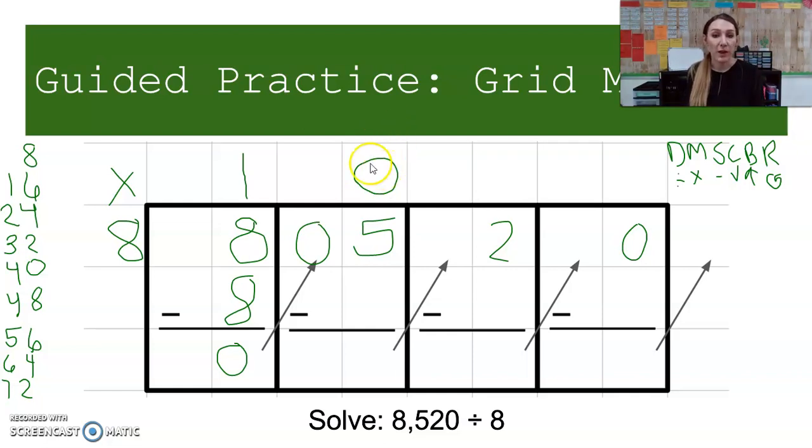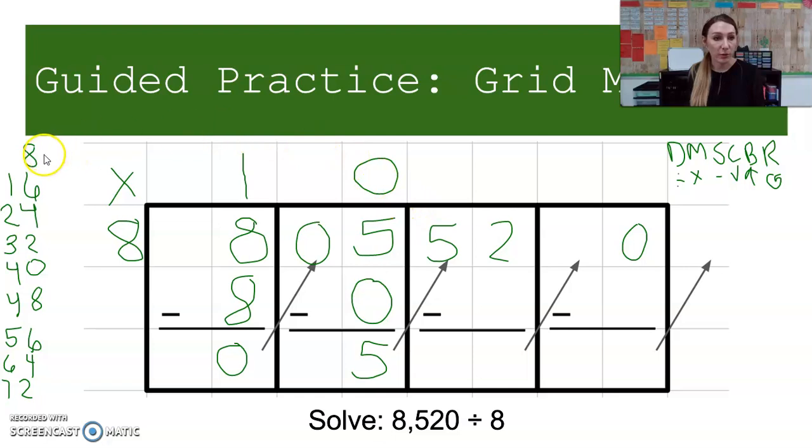Then I'm going to multiply. 0 times 8 is 0. Then I'm going to subtract. 5 minus 0 is 5. Check. Is 5 less than 8? Yes. Bring up the 5. My new dividend is 52. Now I'm dividing 8 into 52.